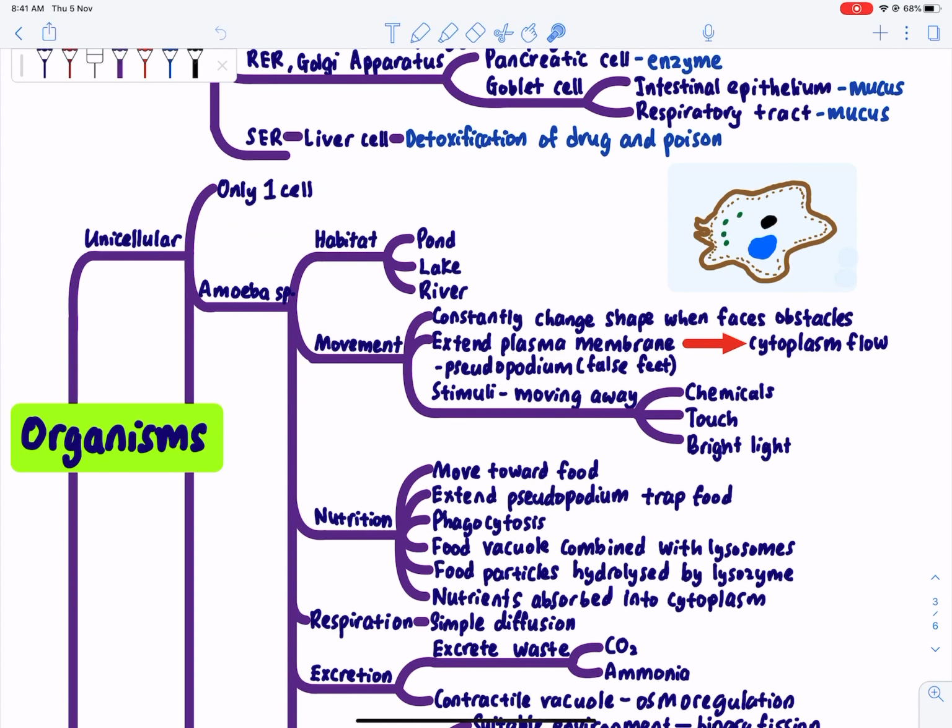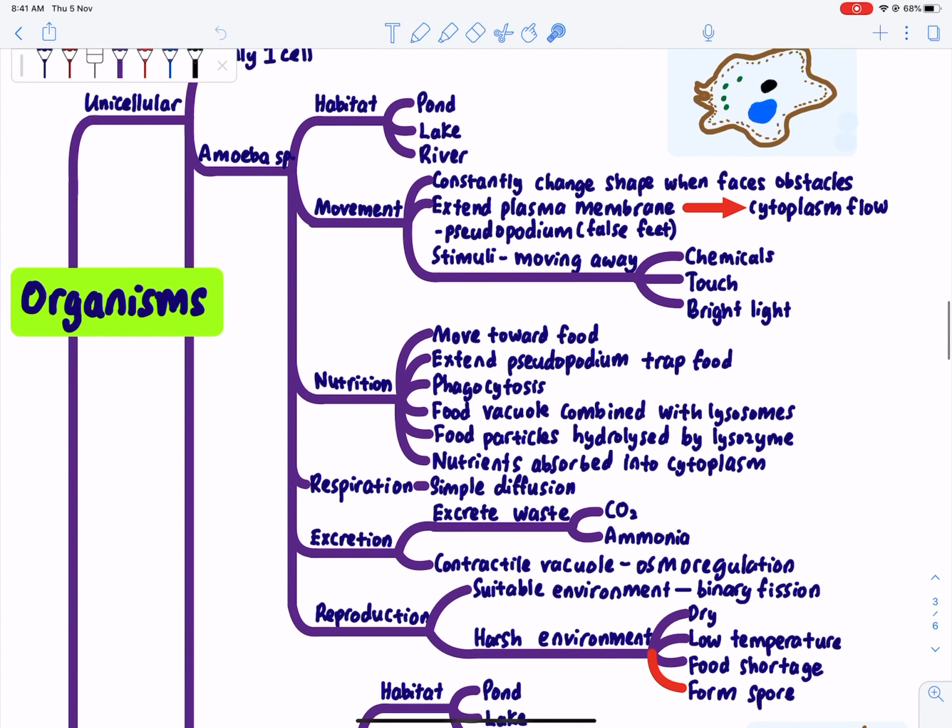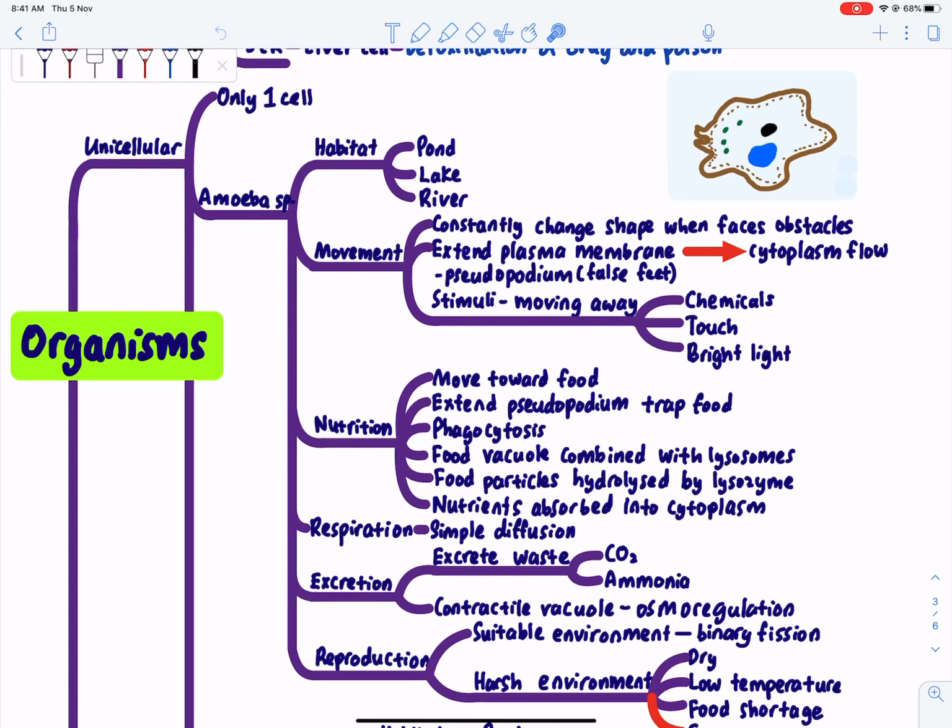In your syllabus, you are required to learn about amoeba and paramecium. These two species you are required to learn, but please make sure that you understand that these are not the only unicellular organisms that exist in the world. There are many more species compared to these two, amoeba and paramecium. We have the bacteria, we have the virus. Okay, of course they exist as a single cell only, not in multiple cells.